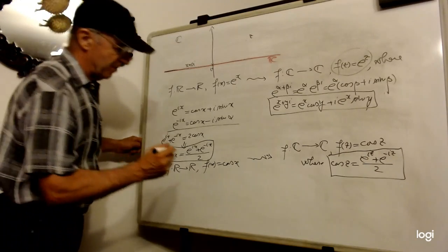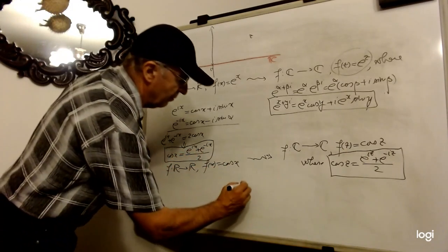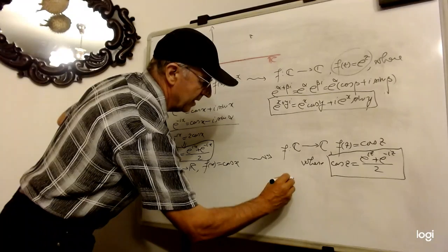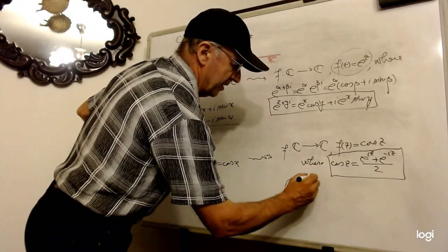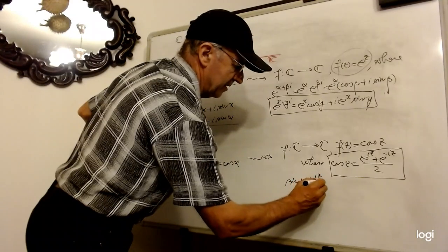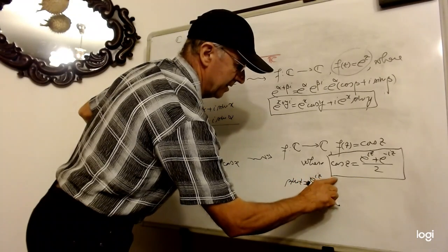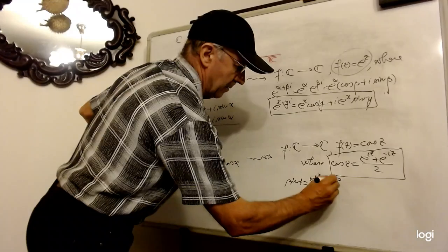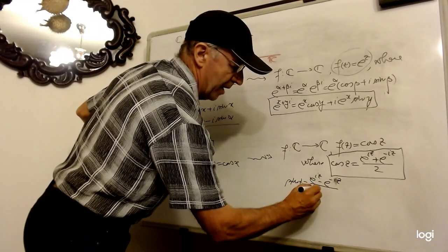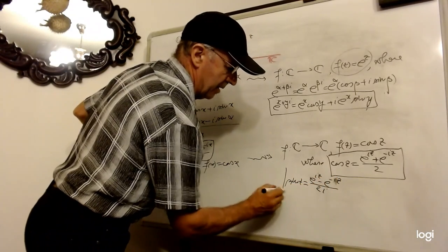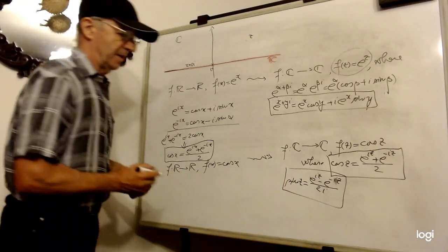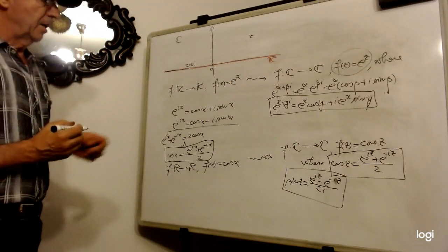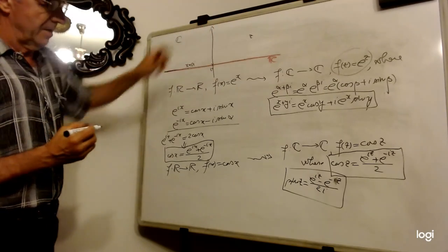In a very similar way, we have the formula sine of z equals exponential iz minus exponential minus iz over 2i. This is sine of z, the extension of the sine function outside the real axis.